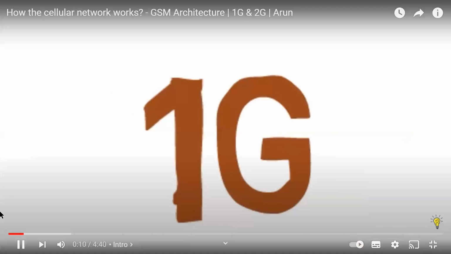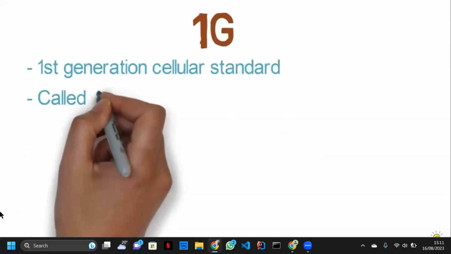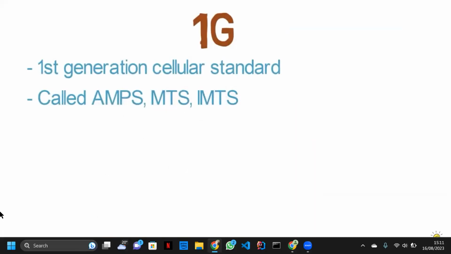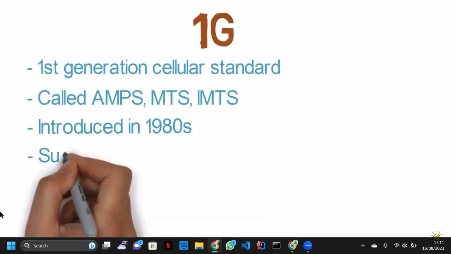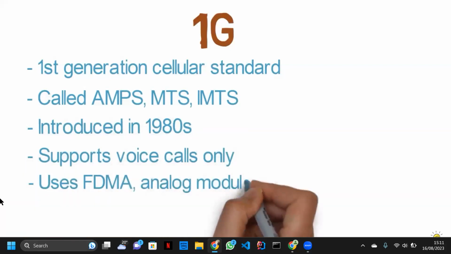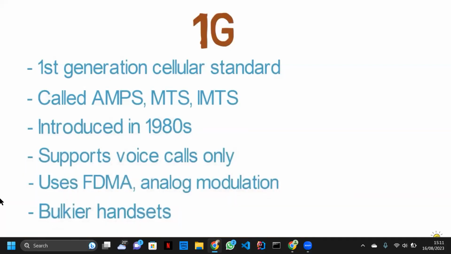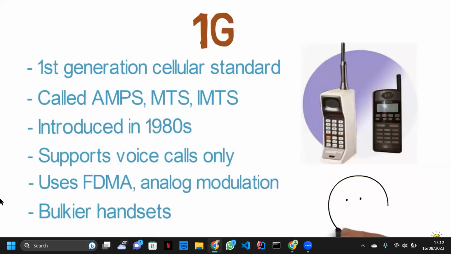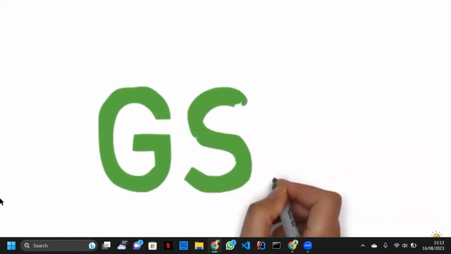Initially, it was 1G. 1G is a first generation cellular standard called by different names like AMPS, MTS and IMTS. It was introduced in the 1980s and it supports only voice services over limited range. It employs analog modulation technique with FDMA. 1G handsets were bulkier with antenna on top of device. The cons of 1G are replaced by GSM.